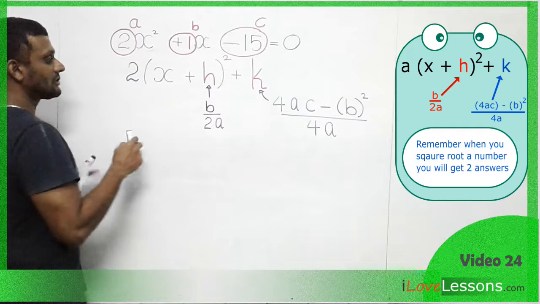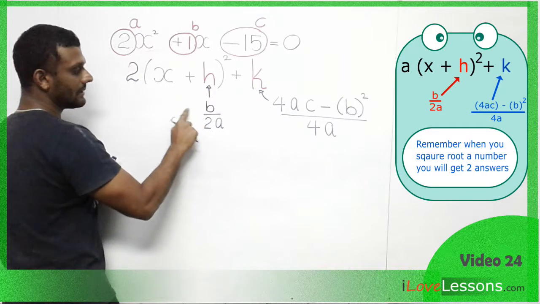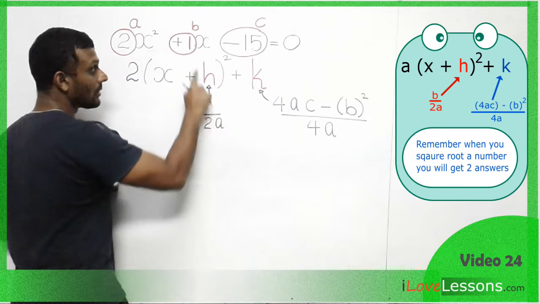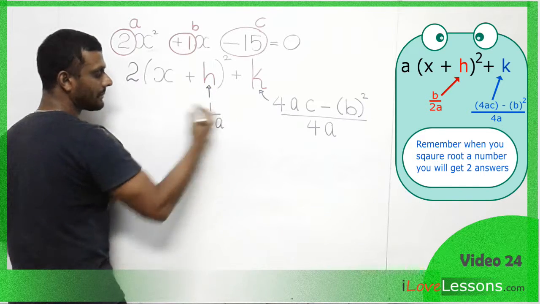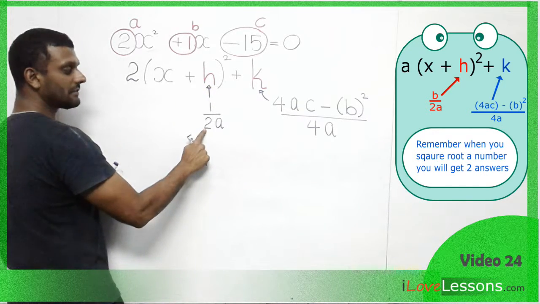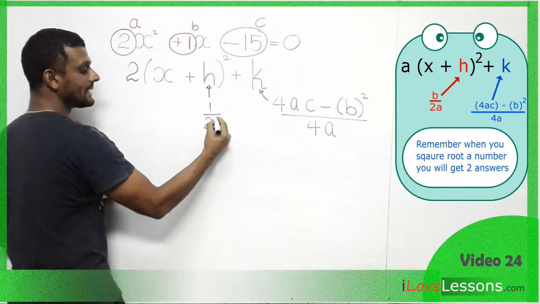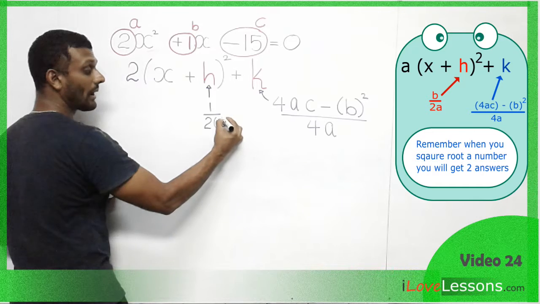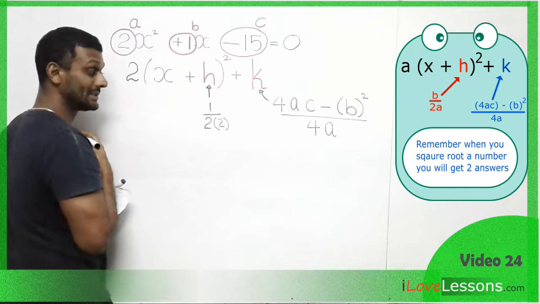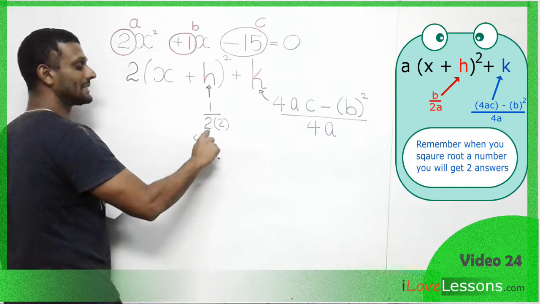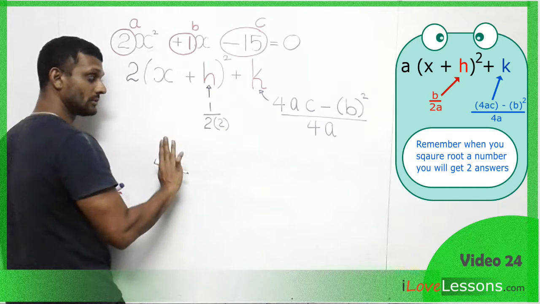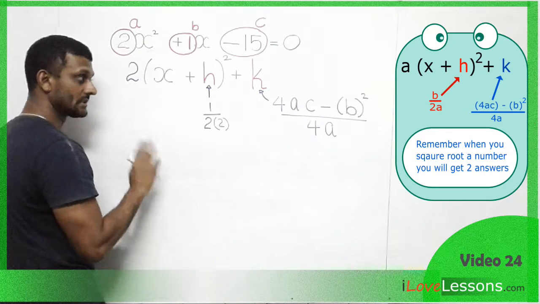To find h, we just need to take the value of b. B is positive 1, so I'm going to write in my 1. 2 is part of the formula, and a is 2. So I'm going to erase the a and make sure I put it in brackets, otherwise it will look like 22. We do not want it to be 22. It's ready to multiply by 2. So the brackets are very important.